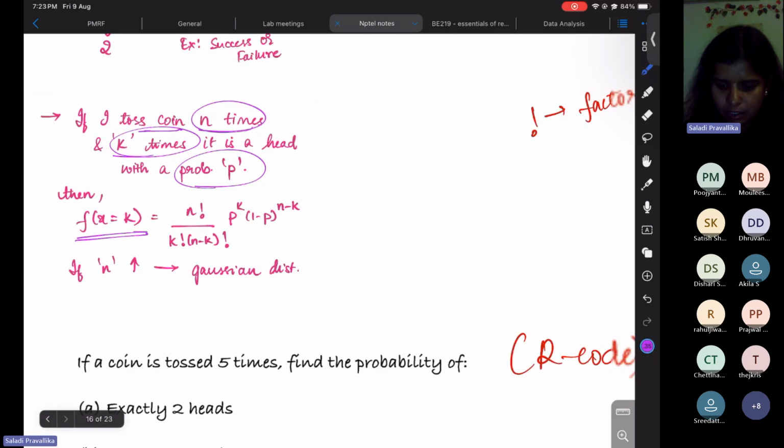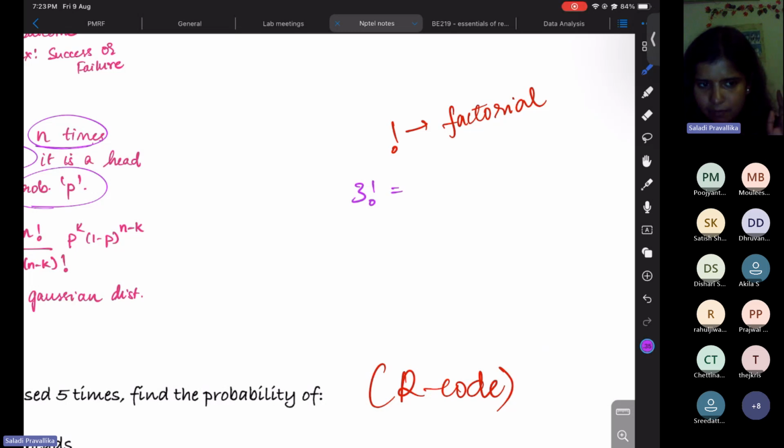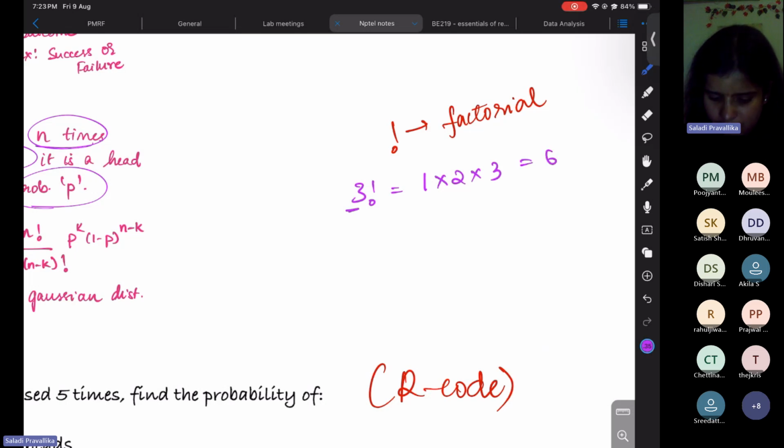As a quick recap for others, if you don't know what this exclamation symbol is, it's called a factorial. If I'm saying 3 factorial, it's from 1 onwards, 1 times 2 times up till this number. You have to keep multiplying. That is called a factorial. If I'm having 5 factorial, then 1, 2, 3, 4, and 5, and multiply it till there.